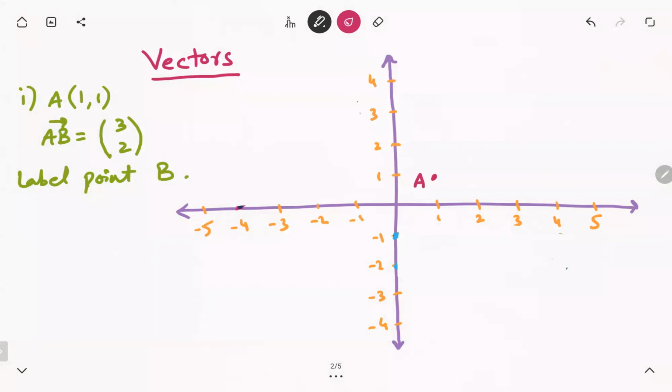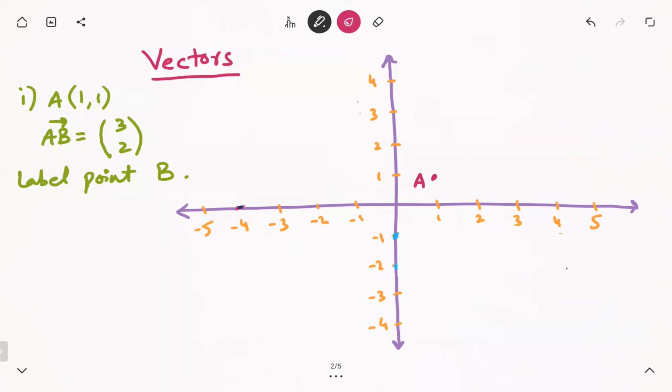Now we need to label point B, and what information is given? The vector AB is given as (3, 2). This means vector AB goes 3 units right and 2 units up. So from A to B, we start counting from A, and where 3 units right and 2 units up ends, that will be the point B.